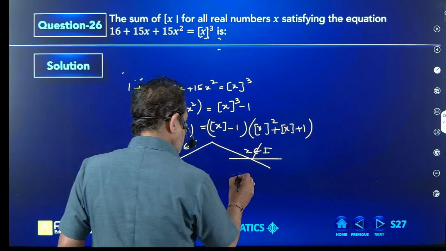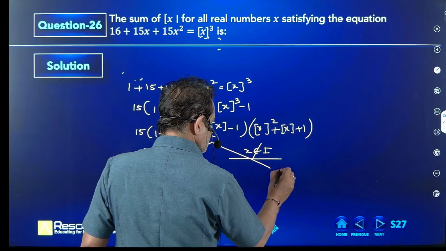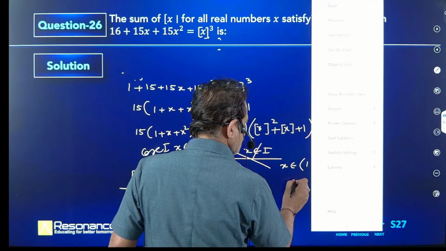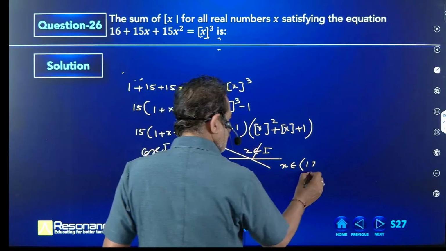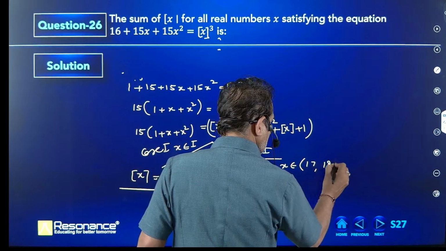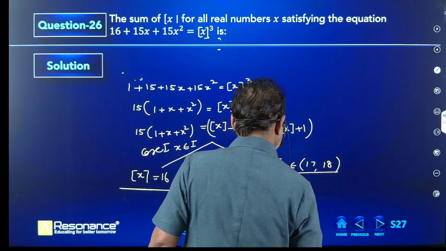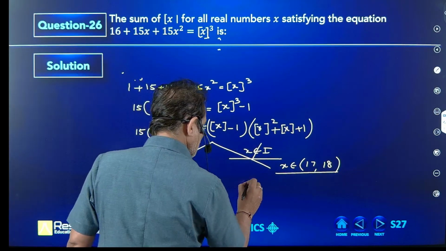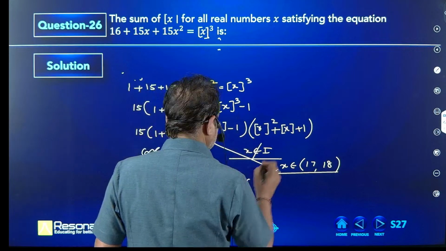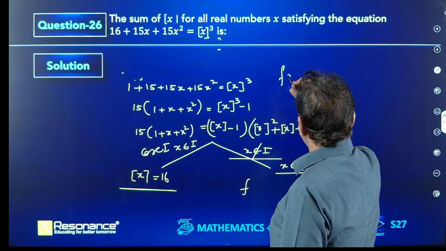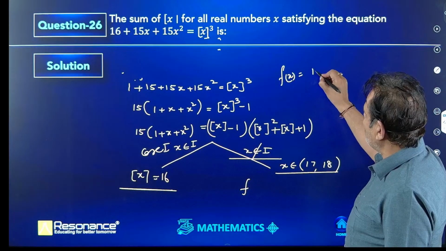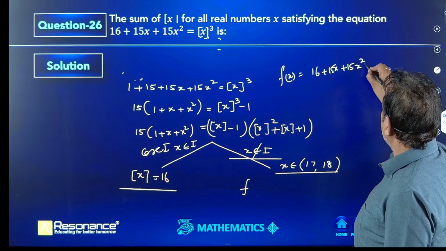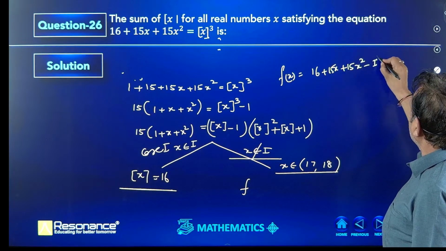So suppose x belongs to 17 to 18, and we take f, suppose this value is f(x). Suppose f(x) equals 116 plus x, 15x plus 15x square, and suppose it is an integer I cube.